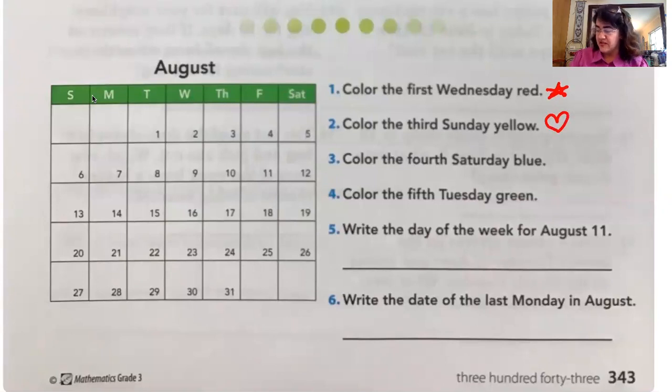Color the fourth Saturday blue. And if you don't have colors, then for the fourth Saturday, I want you to give me a smiley face. And then color the fifth Tuesday green. You'll go ahead and give me a sun on the fifth Tuesday. Okay? Write the day of the week for August 11th. Well, what day of the week is August 11th? Jacob. August 11th is here. What's the day of the week? It's a Friday.